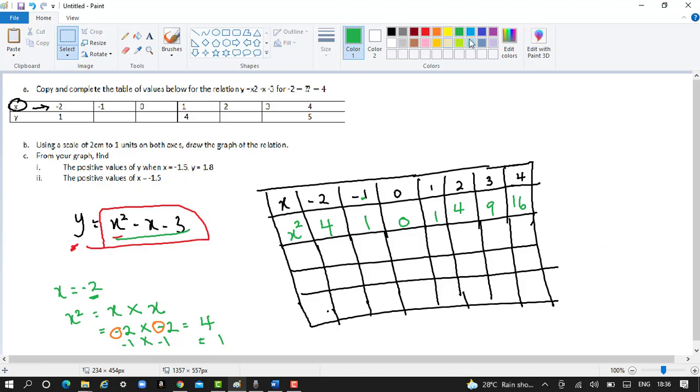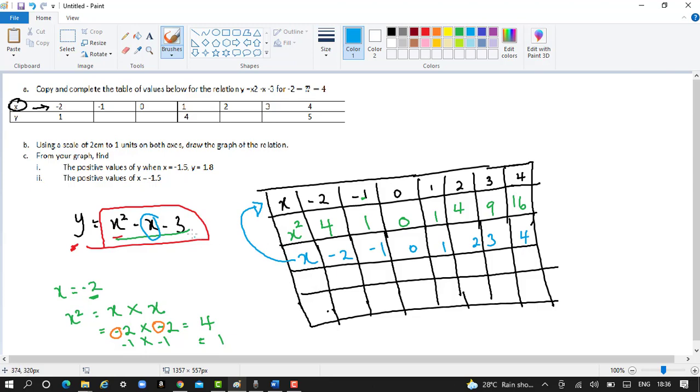So the next is to pick the x here. So our x, we put our x here. So let's look at it. Wherever we see x, we put the values of x there. So technically, we are going to put the same thing, because the x here is the same as the x here, right? So it's going to be -2, -1, 0, 1, 2, 3, and 4.